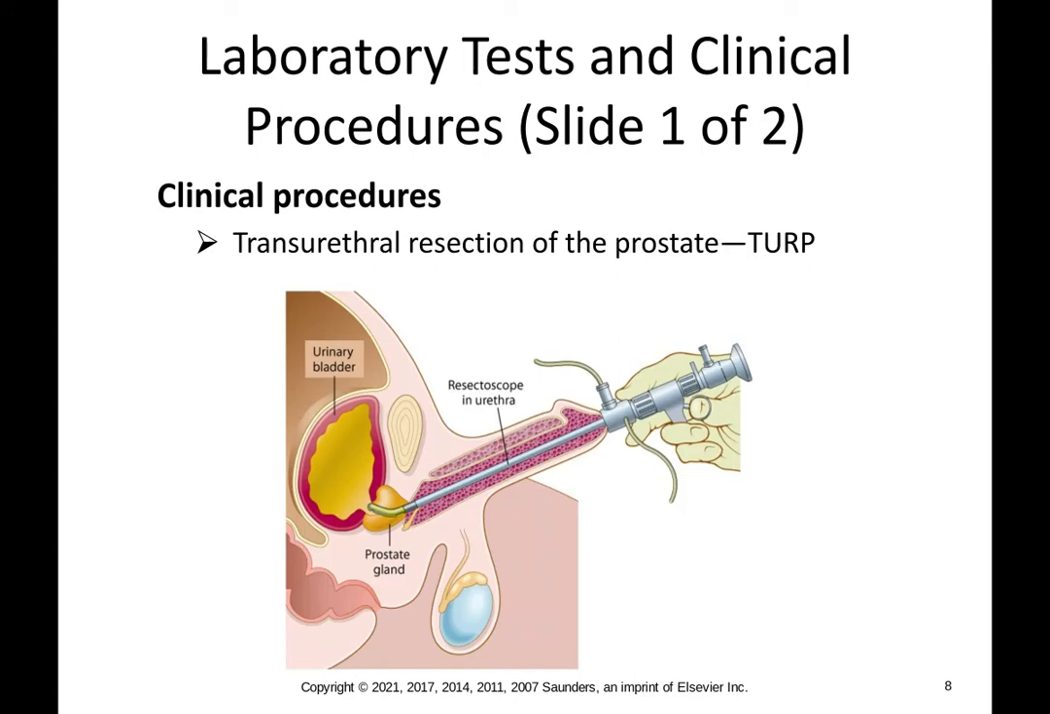Clinical procedures include the transurethral resection of the prostate, which is often referred to as the TURP. This is where they insert a resectoscope in the urethra, down into the prostate gland, and then resect that.